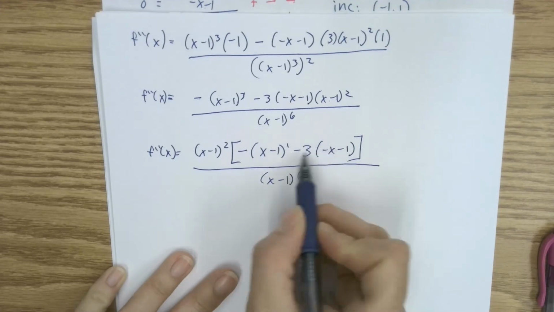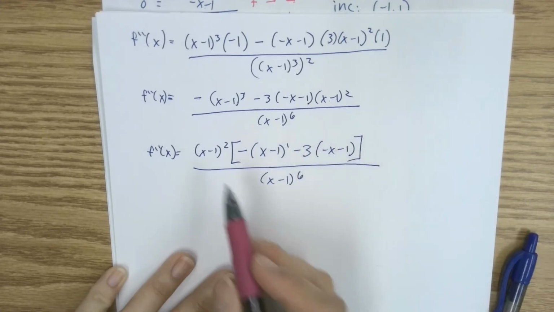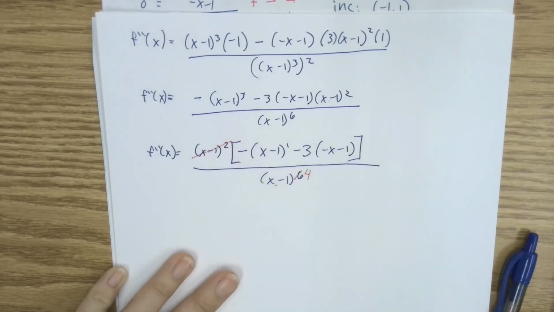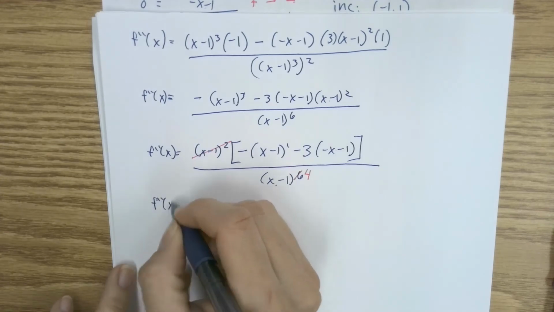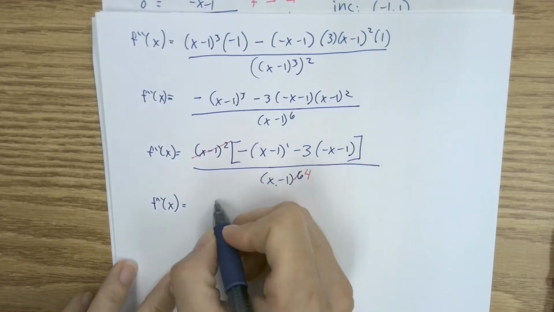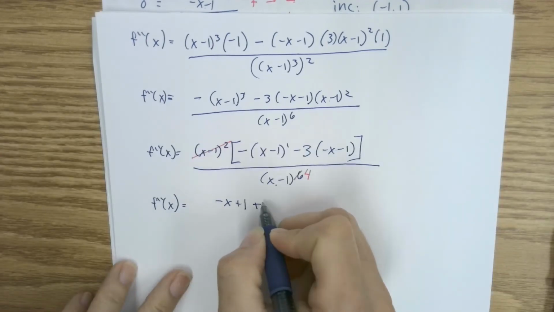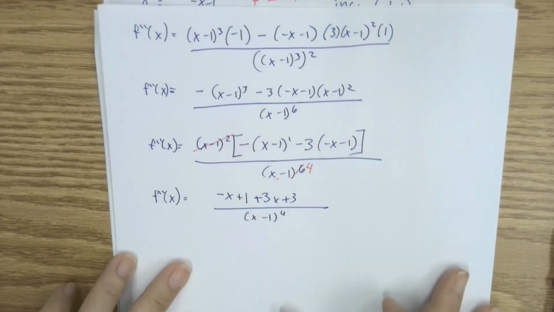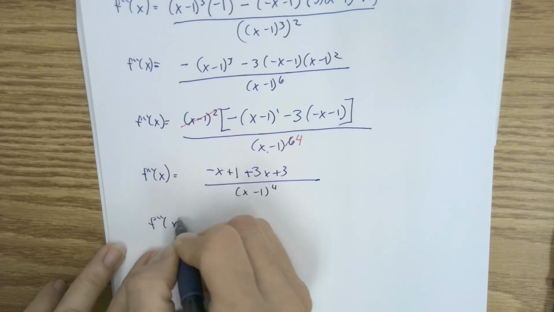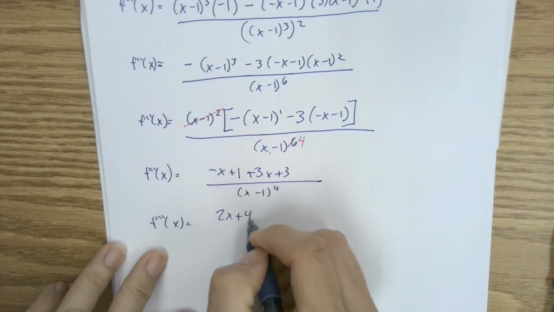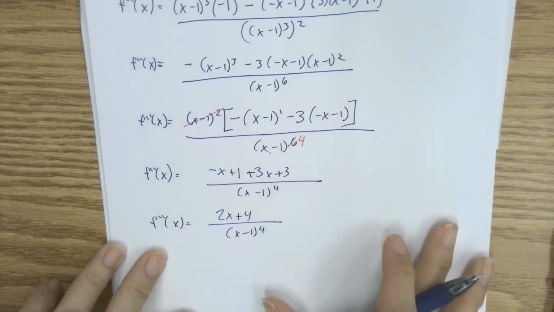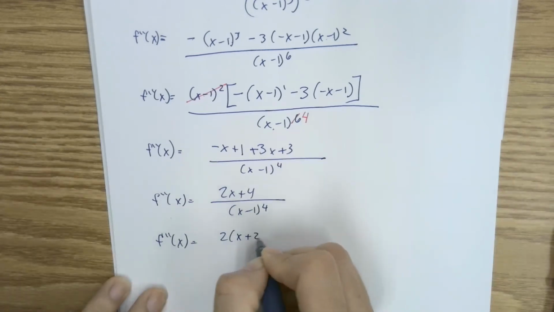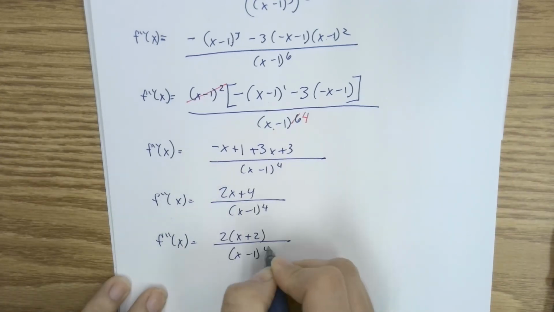So what do we have to do now? We're going to clean up that top portion. And I'm also seeing that we have an x minus 1 on the top and the bottom. So those two will cancel with 2 of these and drop that down to a power of 4. And I'm going to clean up that numerator. So we have negative x plus 1 plus 3x plus 3 all over x minus 1 to the 4th power. So that would give me positive 2x plus 4 over x minus 1 to the 4th power. And if you wanted, you could go one more step where I factor a 2 out. And I have 2 times x plus 2 over x minus 1 to the 4th power.